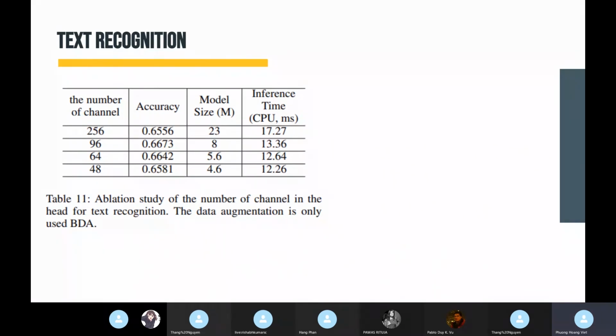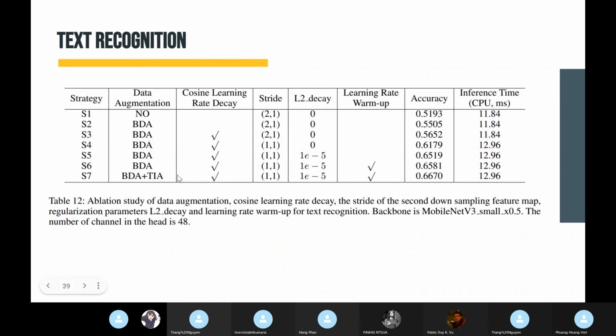So you can see that the number of channels has a really great influence on the model size. In this table, you can see the ablation study of data augmentation, the cosine learning rate decay, the stride, etc. And you can see that when we use the BDA, the accuracy will improve.